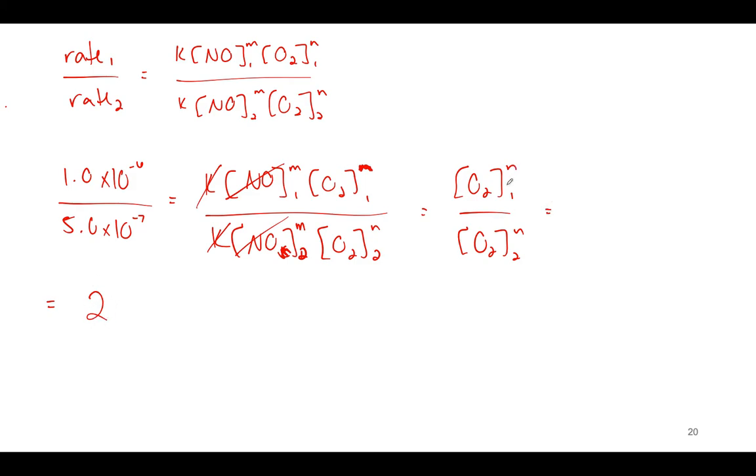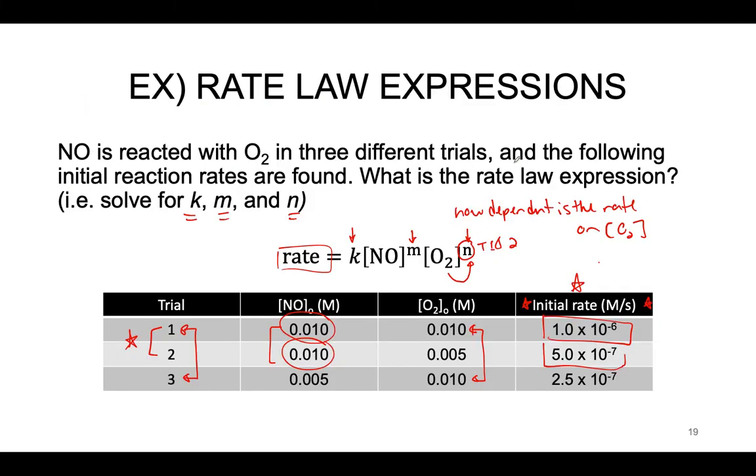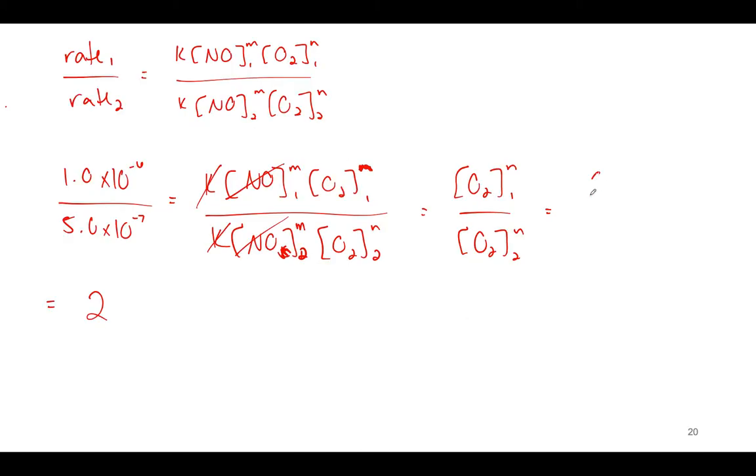If we insert the concentrations from the table pertaining to trials 1 and 2 for our oxygen, we're taking 0.01 and dividing it by 0.005. So 0.010 molar raised to the n, all divided by 0.005 molar. We're raising all of this to the n. Well, the way that algebra works out, how fortunate for us, is that we can take these exponents in each of these separate, numerator and denominator, and pull them out.